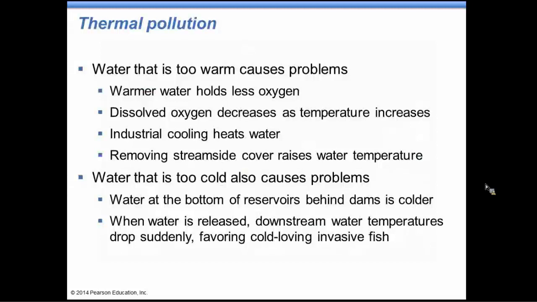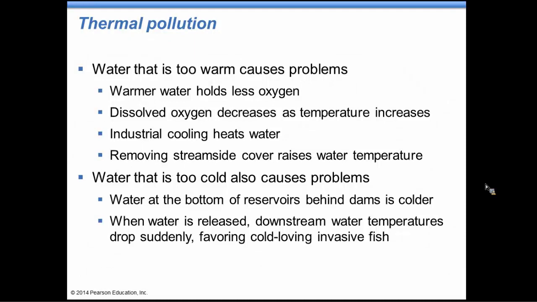The last type of pollution we're talking about is thermal pollution. It's water that's too warm, and it causes problems. Warmer water holds less oxygen. Dissolved oxygen decreases as temperature increases, and industrial cooling heats water. When you cool something, it generates heat as a waste product, and this waste heat is often pumped into our waterways. Also, removing streamside cover, like trees and vegetation, raises water temperature and increases the sunlight that makes it to the river.